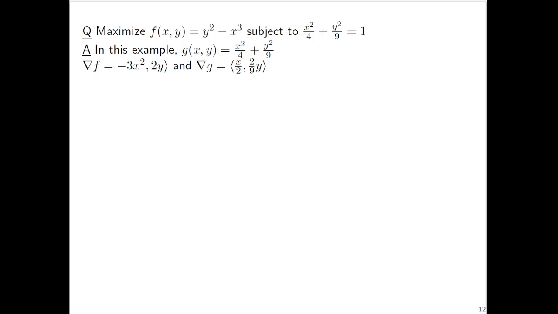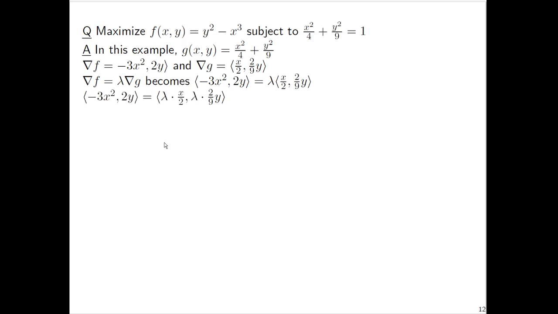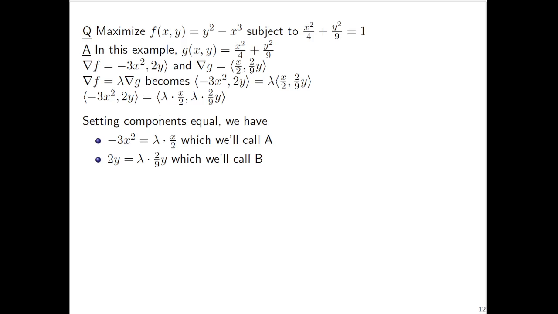So we'll compute a gradient. Sorry, I'm missing an angle bracket here. But the gradient of f is negative 3x squared comma 2y, and the gradient of g is x over 2 comma 2/9 y. And when we take the equation from the Lagrange multipliers method, we'll get something that looks like this. So just the first vector equals lambda times the second vector. We can go ahead and apply the scalar multiplication of lambda to the vector on the right, and then set components equal. So we have negative 3x squared equals lambda times x over 2.